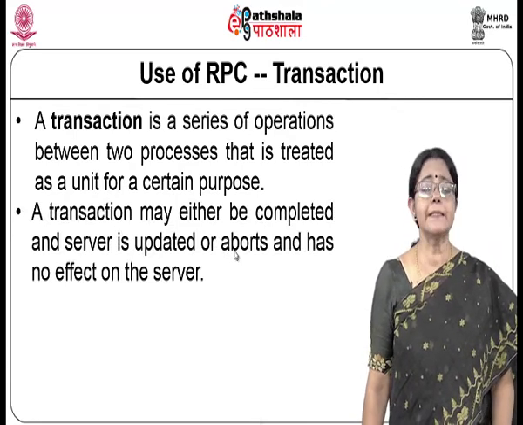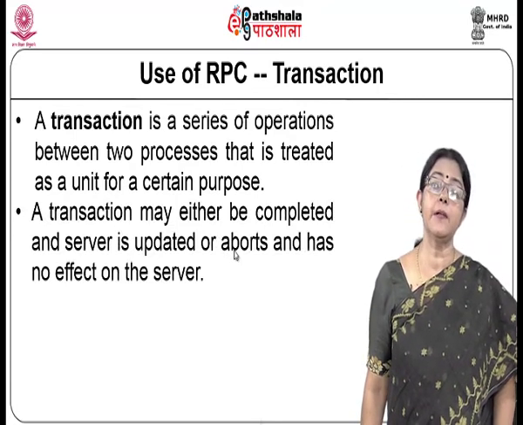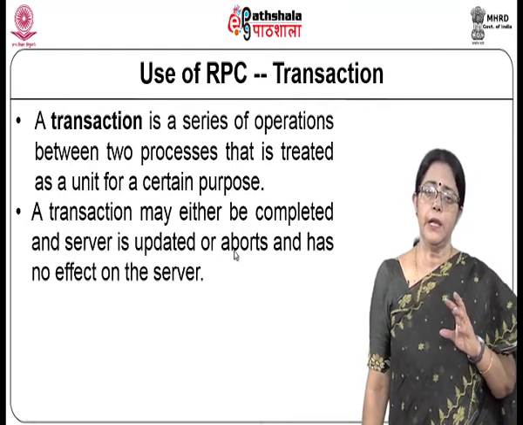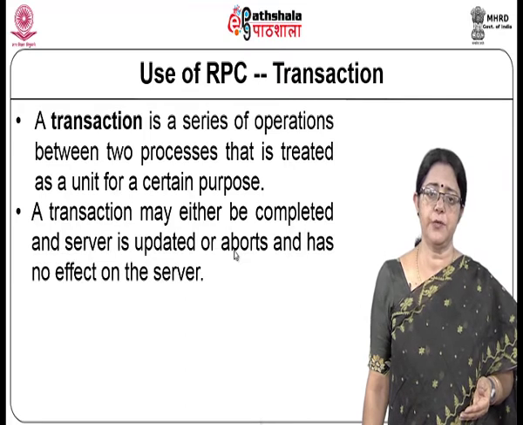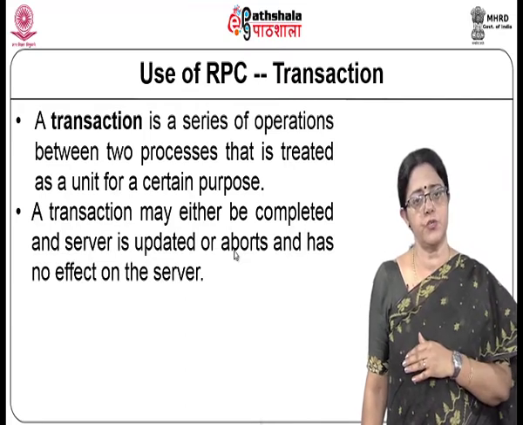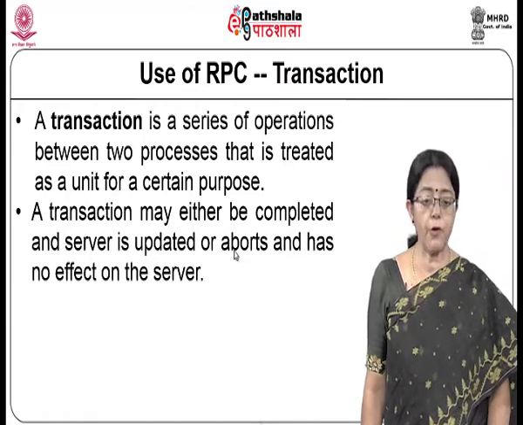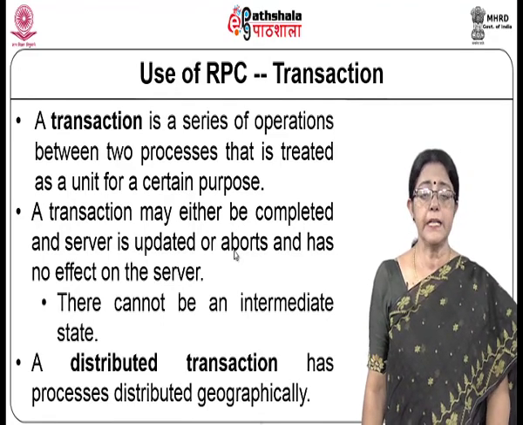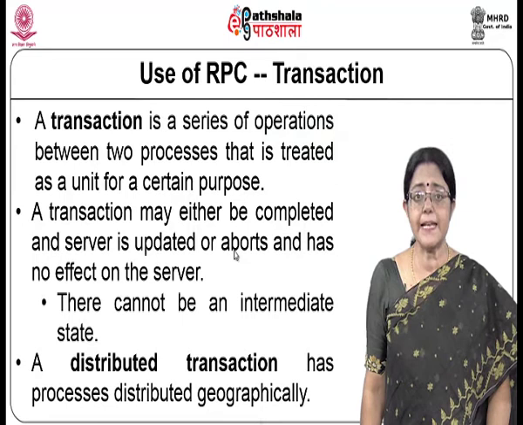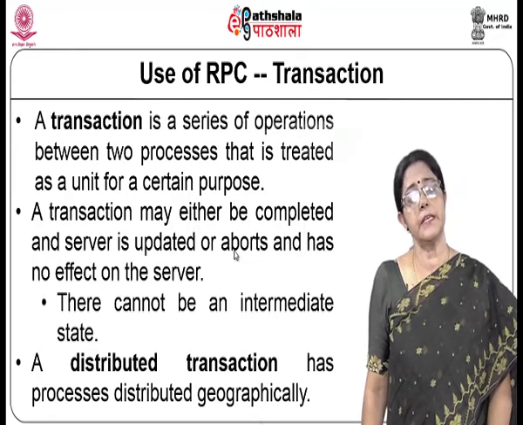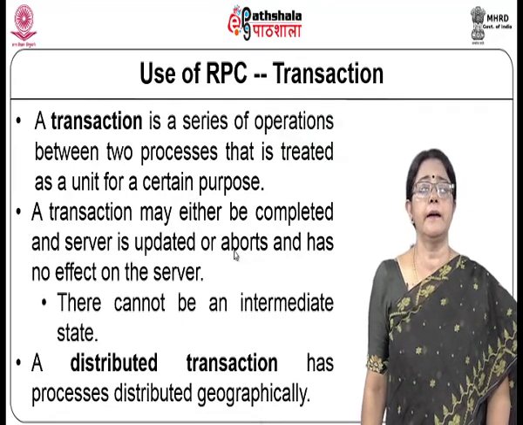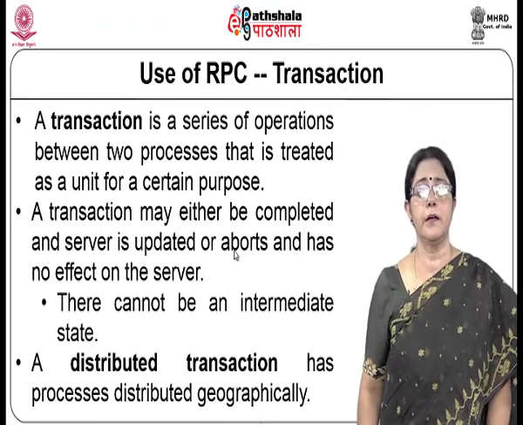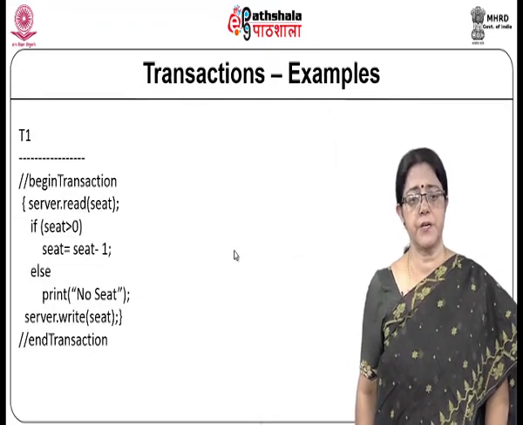So, the characteristic of a transaction is that although there are many operations in one transaction, all the operations must be executed or none of the operations should be executed. There cannot be an intermediate state in a transaction. A distributed transaction is one where the different processes are geographically dispersed.